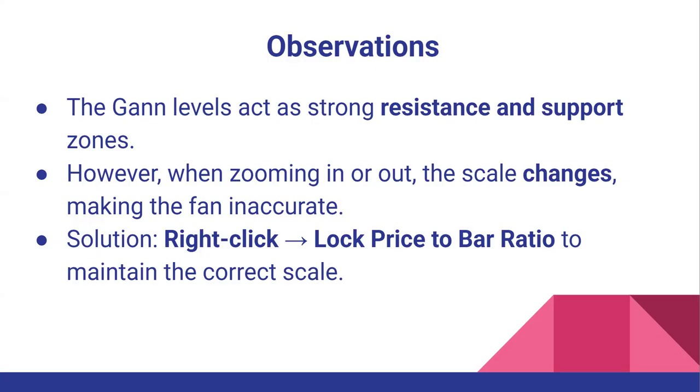However, when zooming in and out, the scale changes, making the fan inaccurate. That becomes a problem actually. If it changes, everything will change. Even the support and resistance will vary. So you are going to make mistakes in your calculation of resistance and support, and you may trade wrongly. As a solution, right click on the price bar. I'm going to show it on the chart. Select log price to bar ratio to maintain the correct scale.